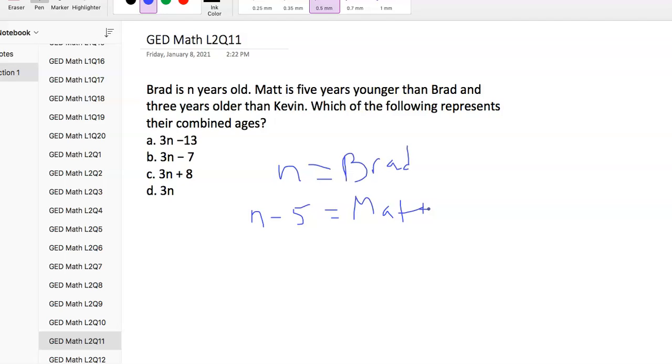Matt's 5 years younger than Brad, and he's 3 years older than Kevin. So Kevin is 3 years younger than Matt, right? If Matt is n minus 5, that makes Kevin n minus 8. Then if you combine all these, we have 3 n's, and we have negative 5 and negative 8. Negative 5 minus 8 is negative 13. n plus n plus n is 3n, and we end up with 3n minus 13.